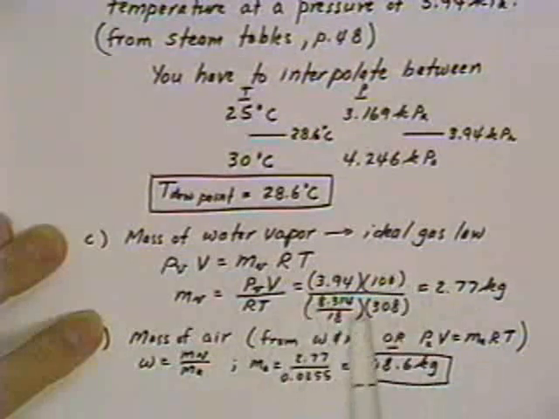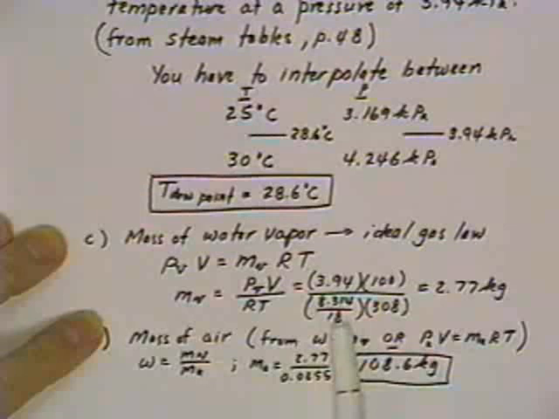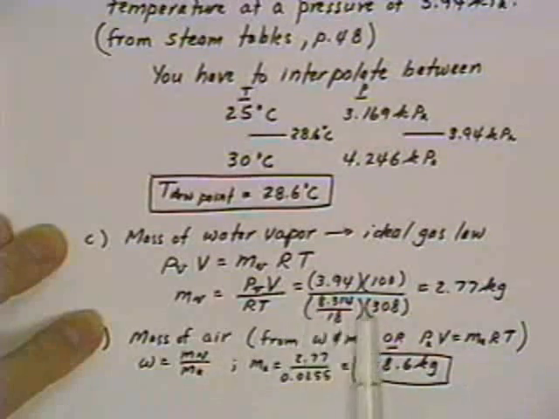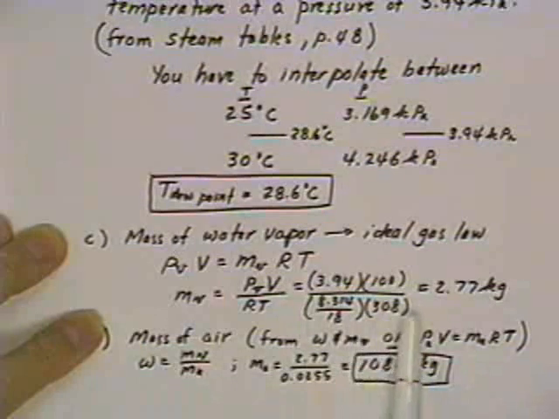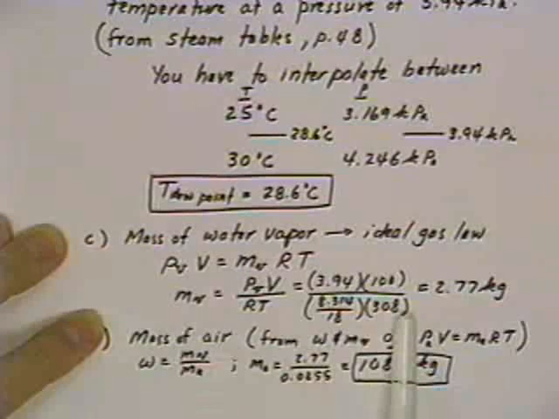And then the R, of course, is the R for water vapor, which is 8.314 divided by the molecular weight. Water vapor, H2O, has a molecular weight of 18. So 8.314 divided by 18 gives us R for the water vapor, and we're at 35 centigrade, which is 308 Kelvin.